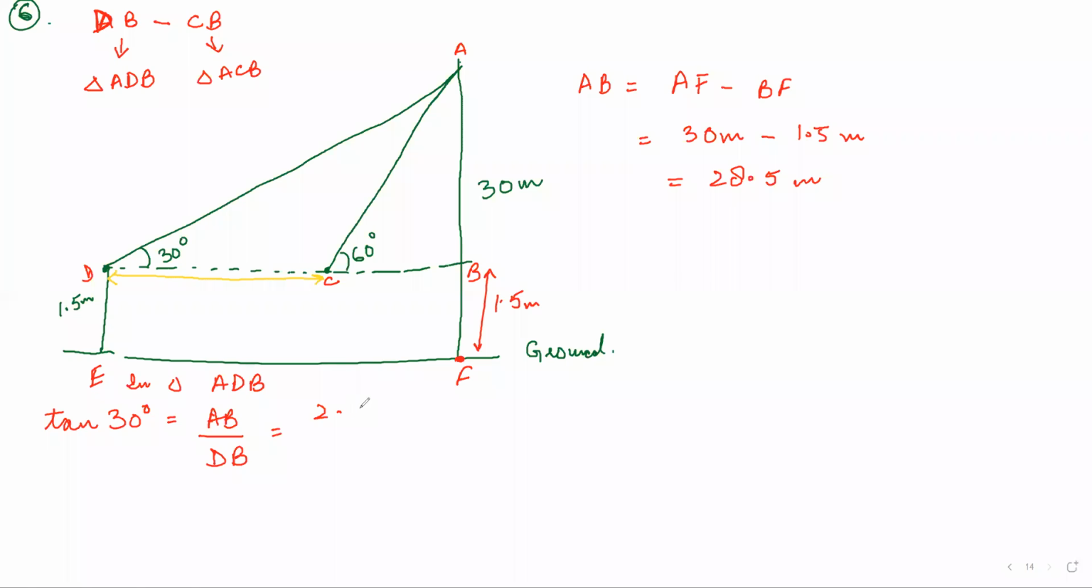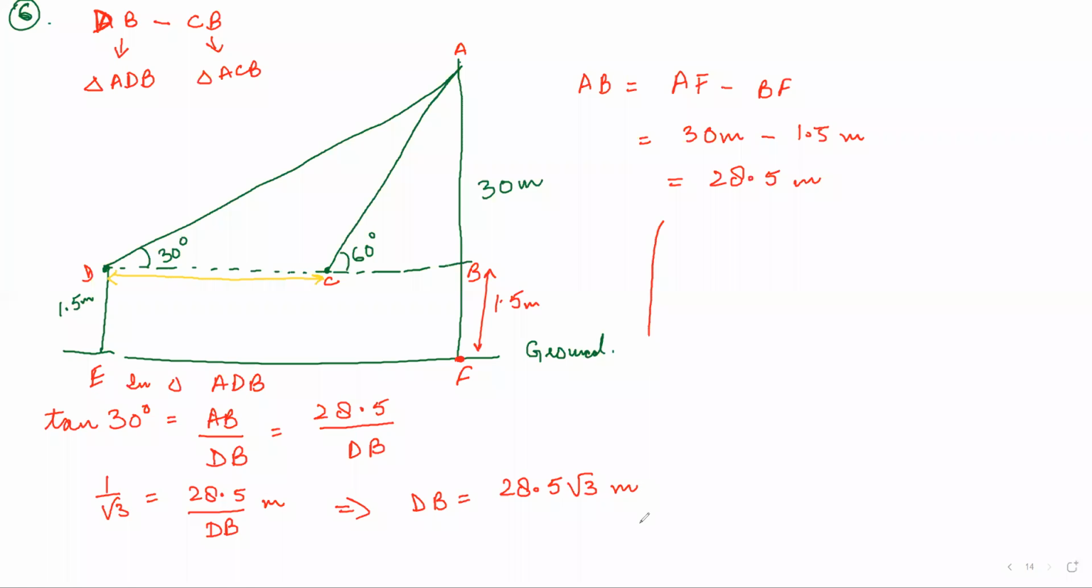So you will write 28.5 divided by DB, which I want to find. Now tan 30 is 1 by under root 3, equal to 28.5 divided by DB. So that gives me DB is equal to 28.5 into under root 3 meters. That's my length DB, the complete length. Okay, now you come to this triangle. In triangle ACB.